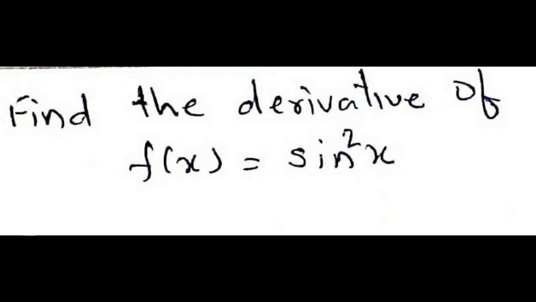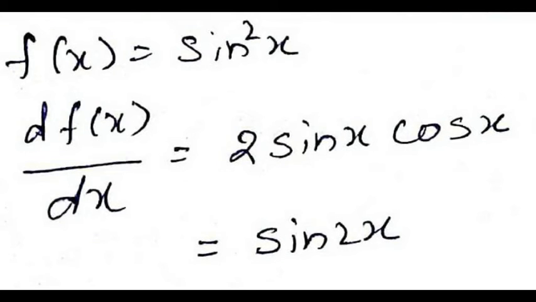Now let us see the sums. First sum, find the derivative of sin square x. Derivative of sin square x is 2 sin x cos x, that is equal to sin 2x.